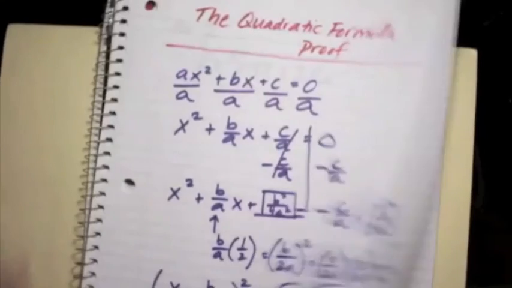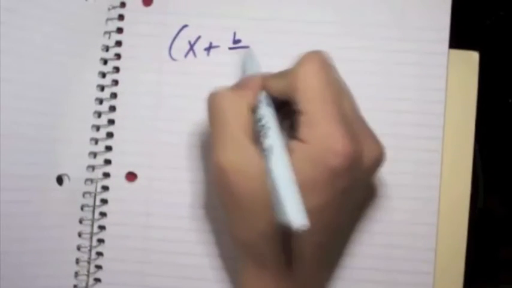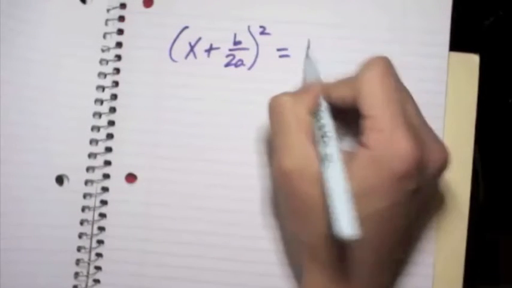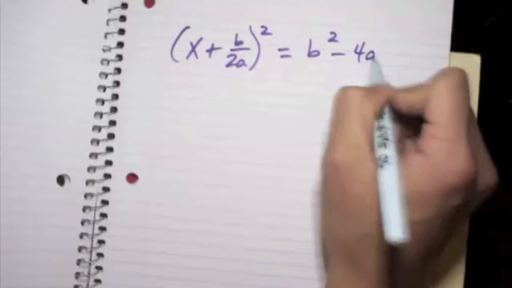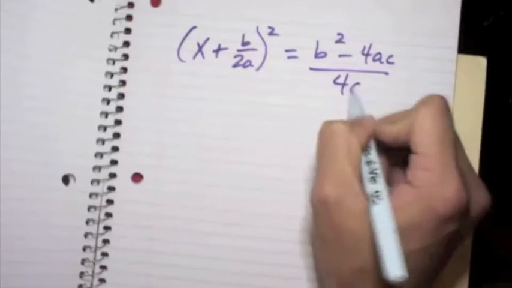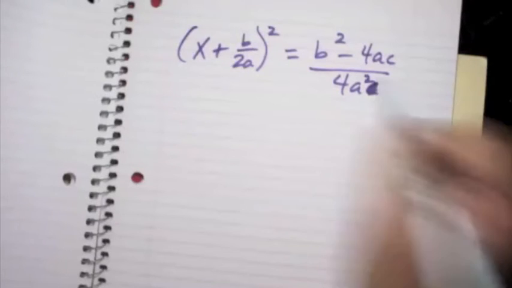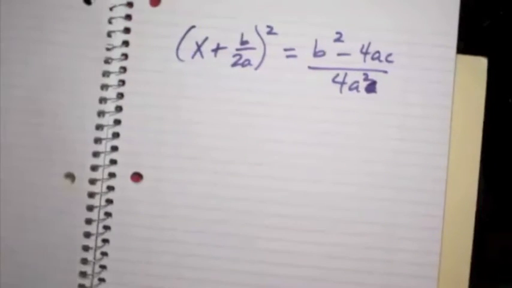We have x plus b over 2a, quantity squared, equal to b squared minus 4ac all over 4a squared. Okay, so that's where we left off.